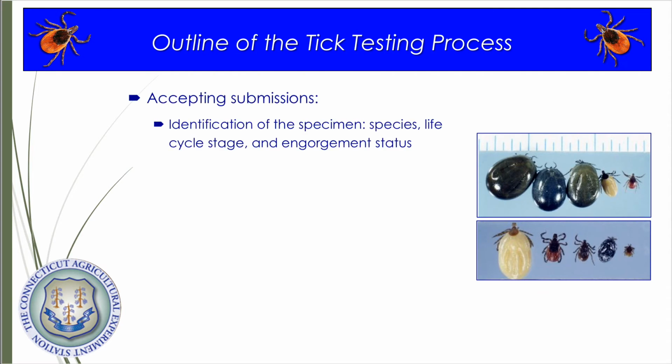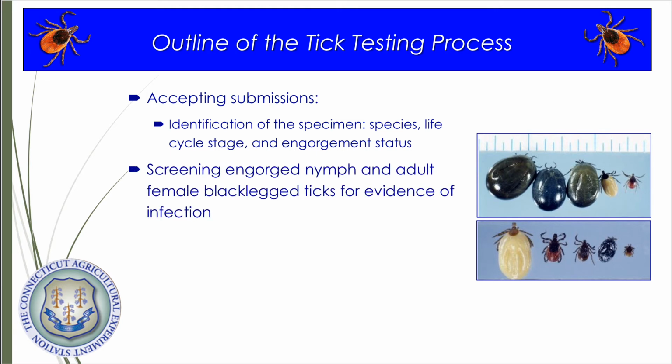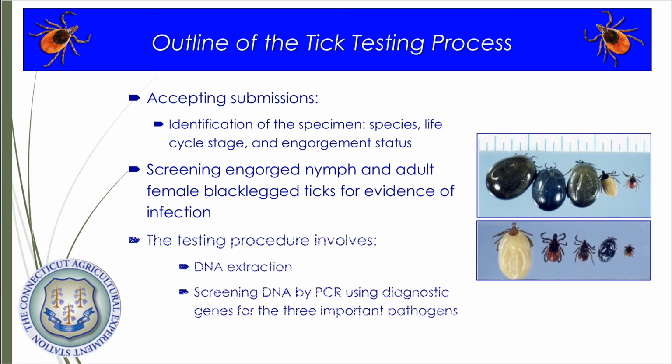Ticks submitted to the CAES Tick Testing Laboratory are examined for species, life cycle stage, and engorgement status. Engorged nymph and adult female black-legged ticks are screened for evidence of infection with disease agents. The testing procedure involves DNA extraction and screening DNA by PCR using diagnostic genes. Tick testing results are reported to the residents, health departments, and physicians' offices by email.